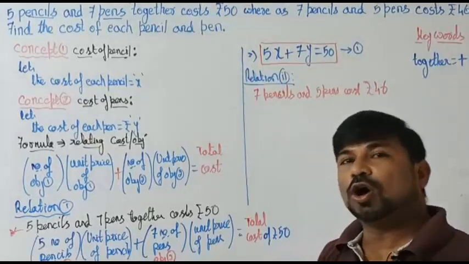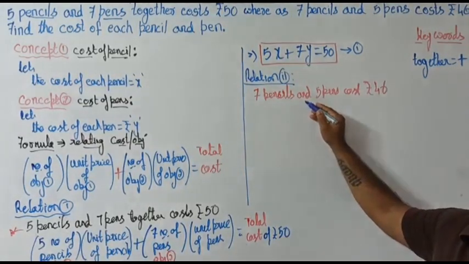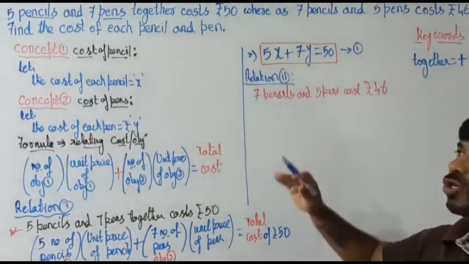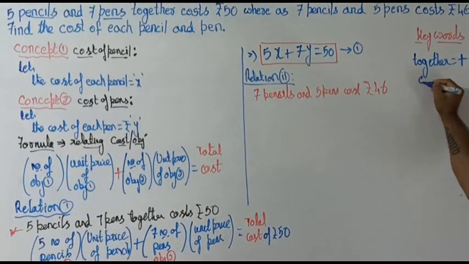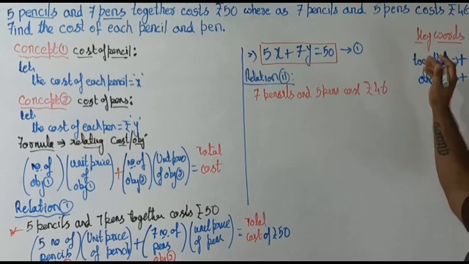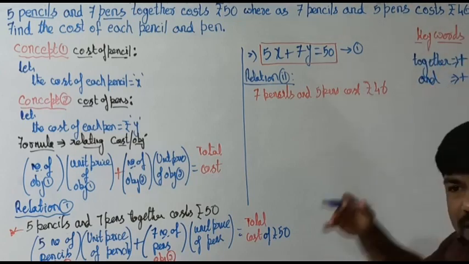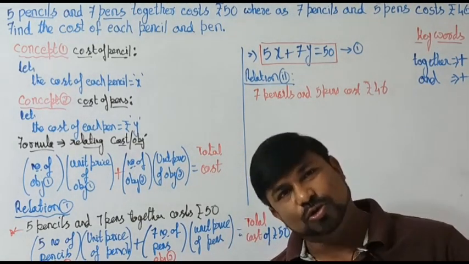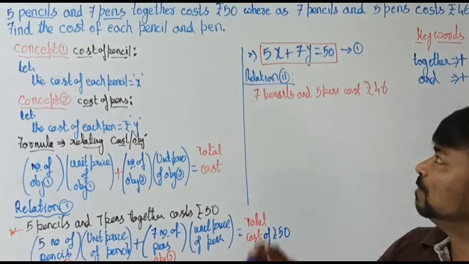Now we got the other word. It's "and". "And" is nothing but combination. Combination means "and". You can take it as plus. The keywords: together means plus, or "and" means the combination of that one. It is also plus. Keywords you are supposed to remember.